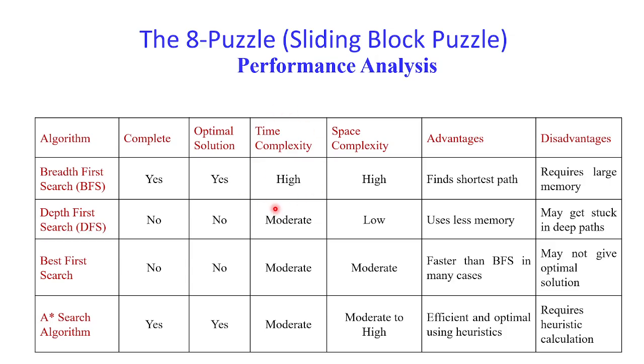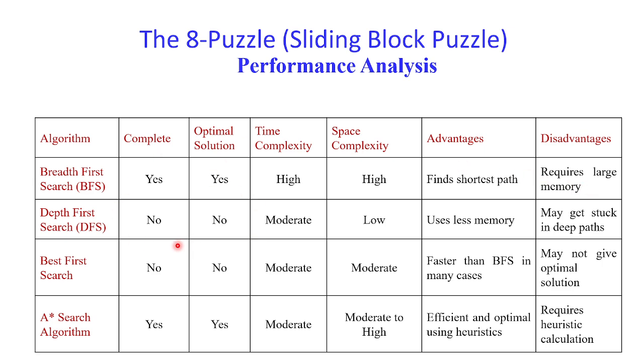What is the time complexity? It's high because it can explore an enormous number of states. We talk about the space complexity. It must explore all states and keep them in memory. So the advantage is finding the shortest path, but it requires a lot of memory. That is the more critical part you have to remember.